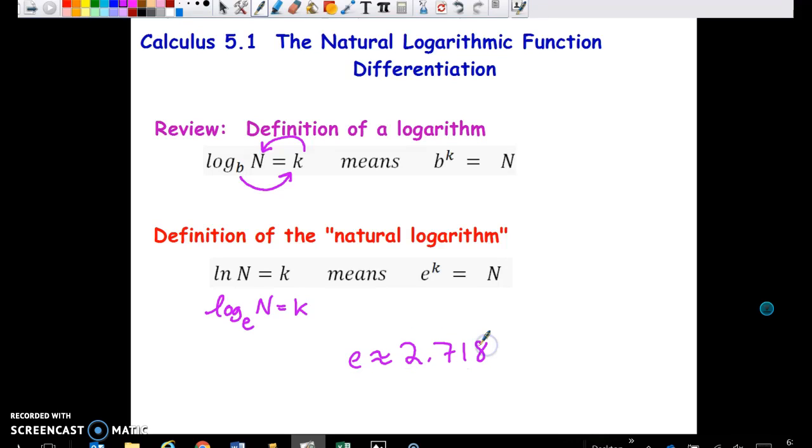And it has the unique property that the derivative of e to the x is just e to the x. And consequently, d/dx of e to the u is e to the u times u prime.